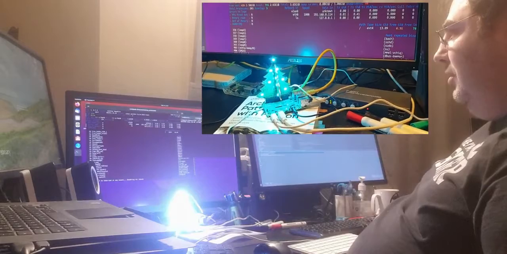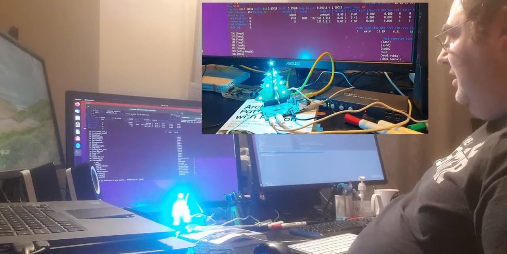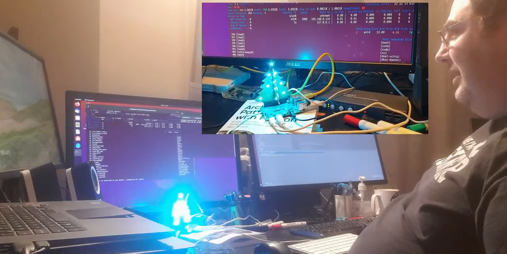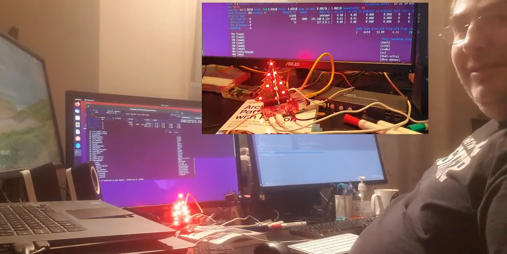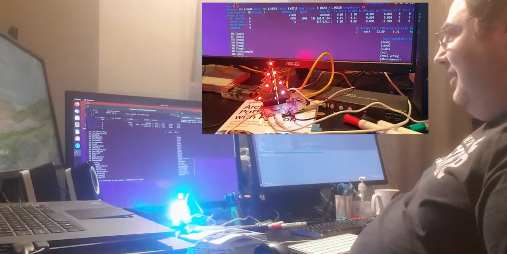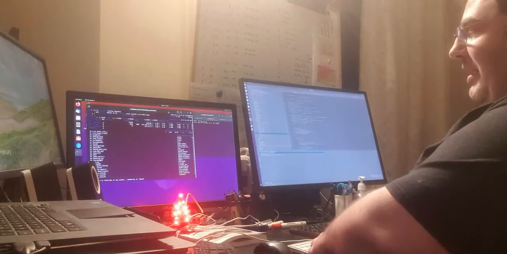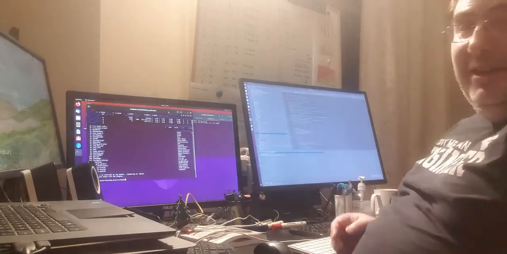I stress a bit more. Came to 50, nice. I stress a bit more. Almost there. The CPU is at 80%. And so when we finish, it will clear the LEDs as part of the hooks.